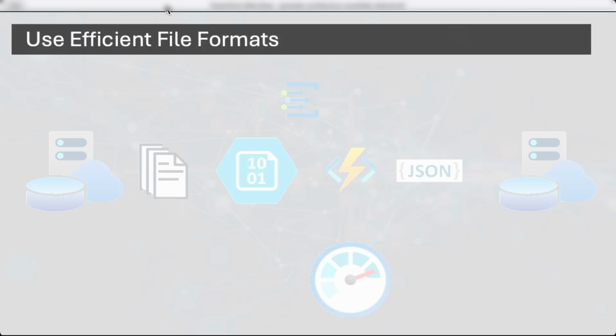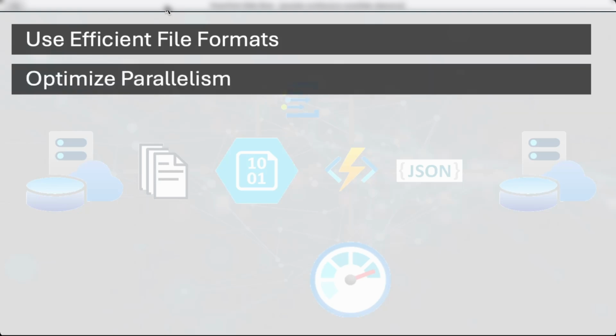Here are the key best practices. Use efficient file formats. Choose file formats like Apache Parquet or CSV for data exports. These formats are compact, easy to process, and widely supported. Optimize parallelism. Split large data sets into smaller chunks and process them in parallel. This improves performance and reduces the risk of timeouts.